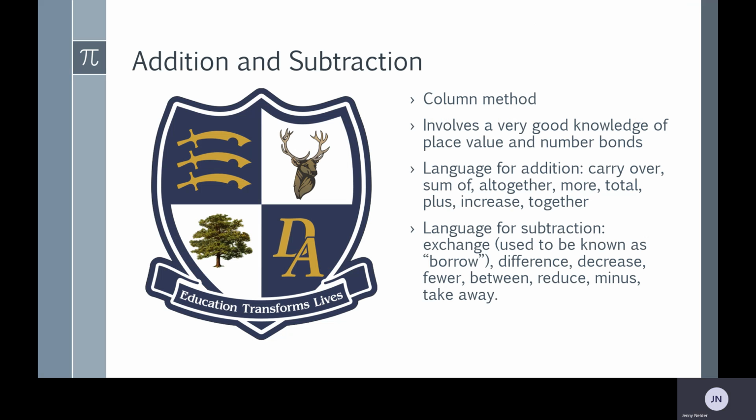We're looking at the four operations within this workshop: addition, subtraction, division and multiplication. Now, for addition and subtraction, we use the column method in Year 4. This involves a very good knowledge of base value and number bonds.